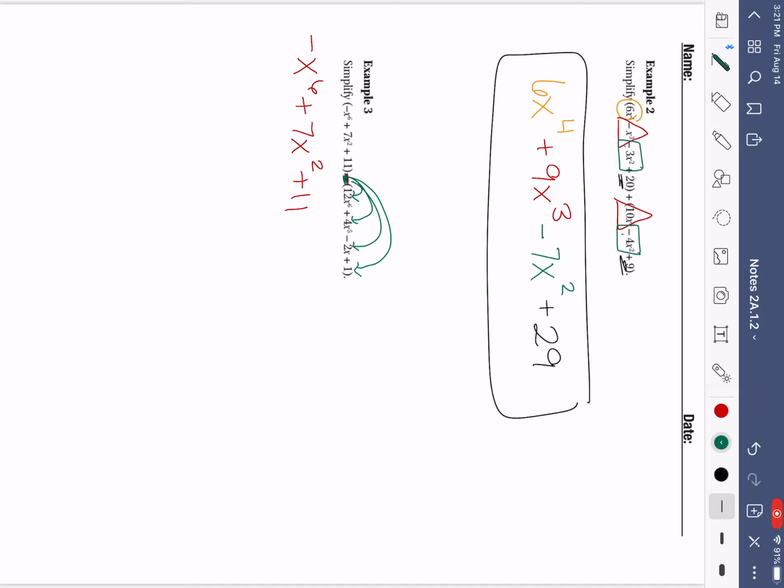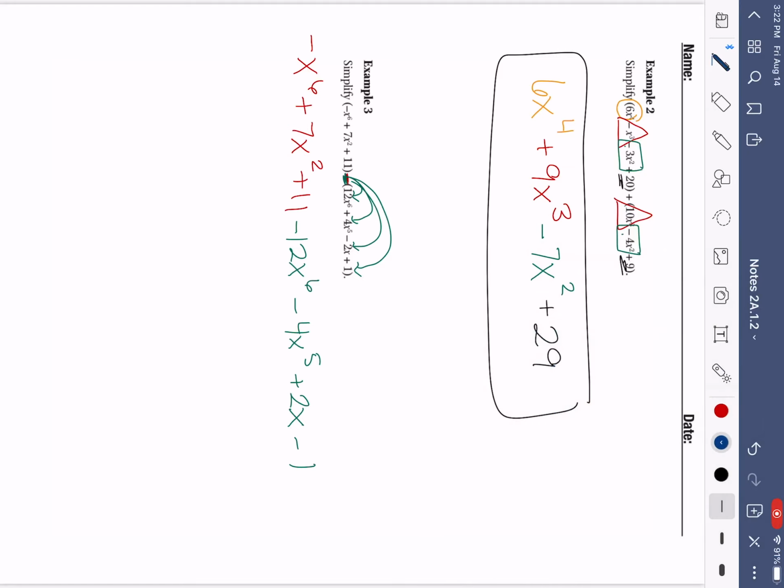So my positive 12x to the 6th turns to a negative 12x to the 6th. My positive 4x to the 5th turns to a negative 4x to the 5th. My negative 2x becomes a positive 2x, and my positive 1 becomes a negative 1. So everything in front of the minus sign stays the same. What comes after the minus sign, you distribute that negative.